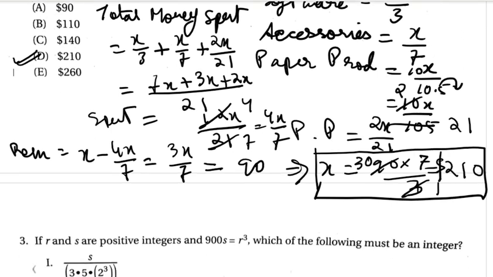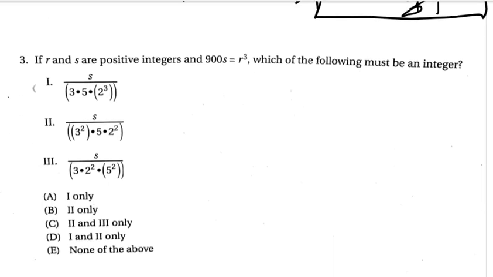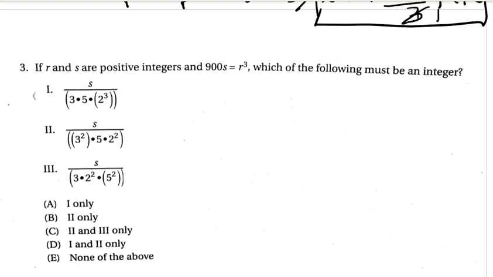Now we move on to our third question, and you can already see that it is on the screen. So let's continue with this question as well. This is another easy question. You can easily see what you have to find.